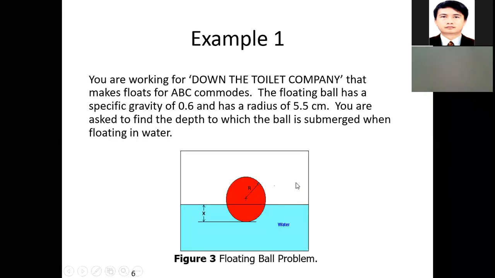So, an example. Let's say you're working for the Down the Toilet company that makes floats for ABC commodes. The floating ball has a specific gravity of 0.6 and a radius of 5.5 cm. You're asked to find the depth to which the ball is submerged when floating in water. We're given this figure. We need to find this x, which represents the depth, and we're given the variable r, which represents the radius of this ball.